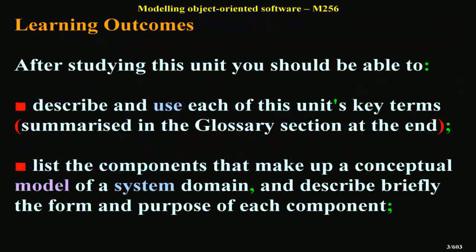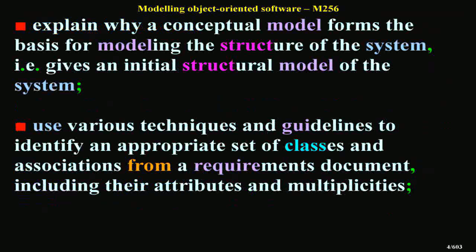Learning outcomes. After studying this unit you should be able to describe and use each of this unit's key terms summarized in the glossary section at the end. List the components that make up a conceptual model of a system domain, and describe briefly the form and purpose of each component. Explain why a conceptual model forms the basis for modeling the structure of the system, i.e., gives an initial structural model of the system.